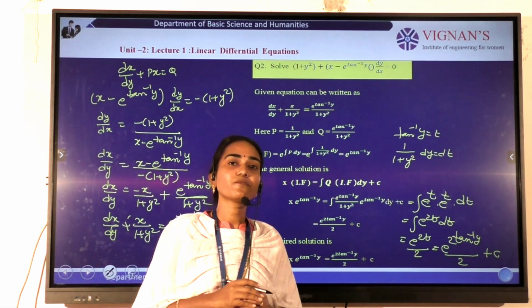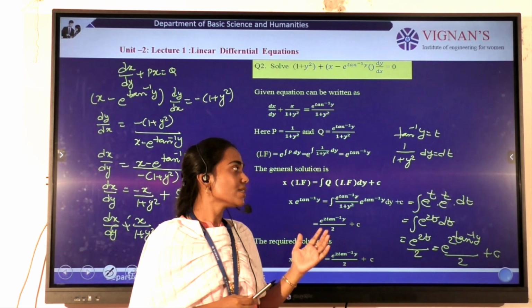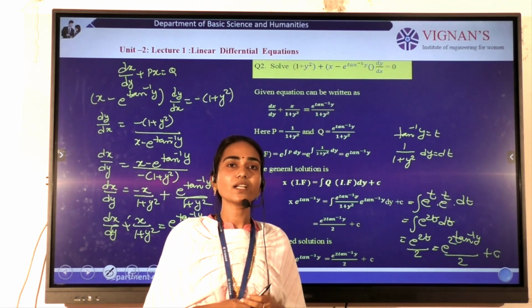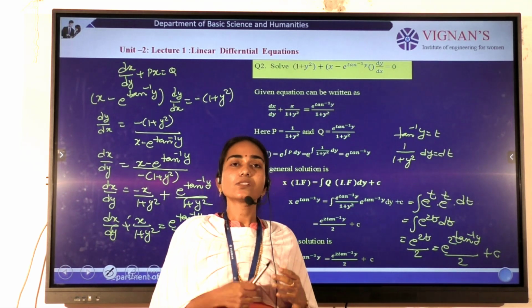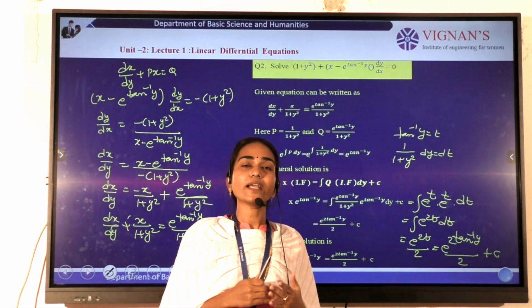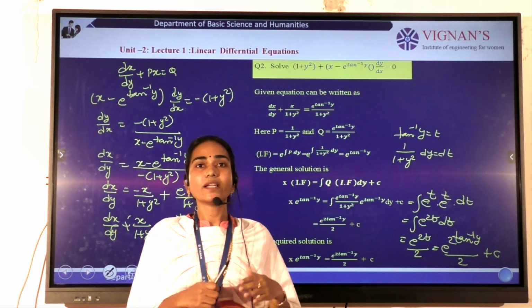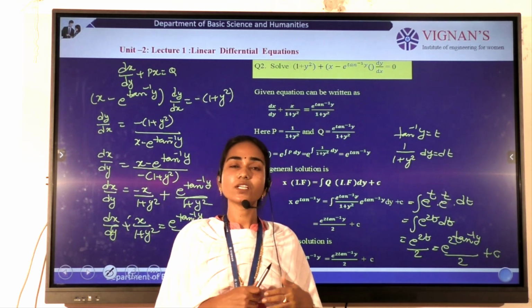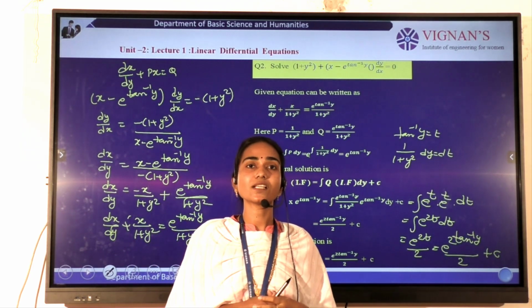So this is the linear differential equation of first order in x. This linear differential equation has a wide range of applications in engineering. These are used to find the motion of a body and also to find the current and charge in electrical circuits. Next we have a topic, Bernoulli's differential equations, which can be discussed in the next lecture.